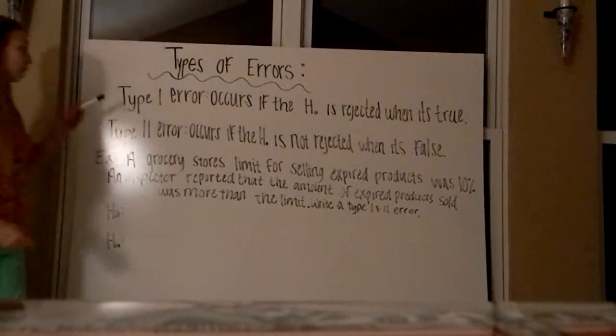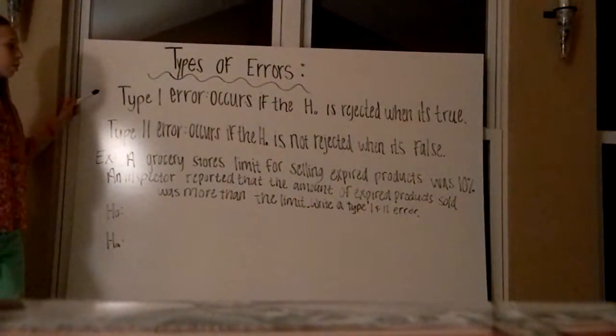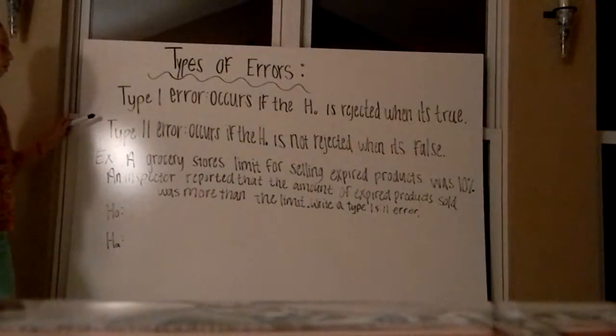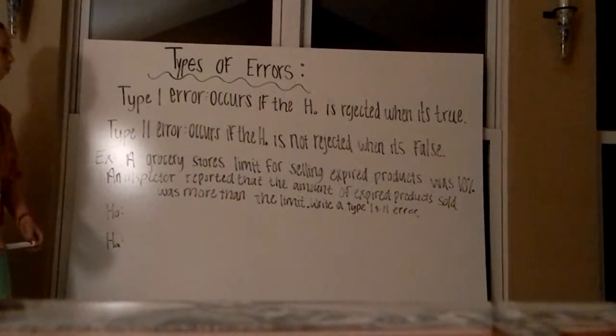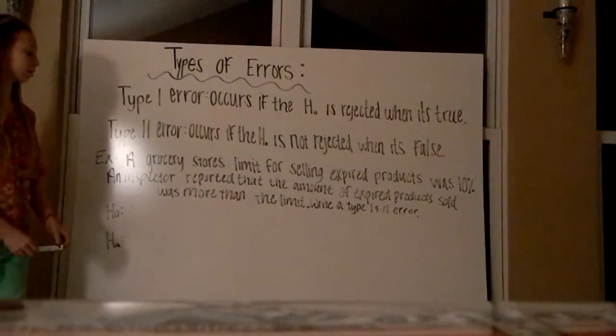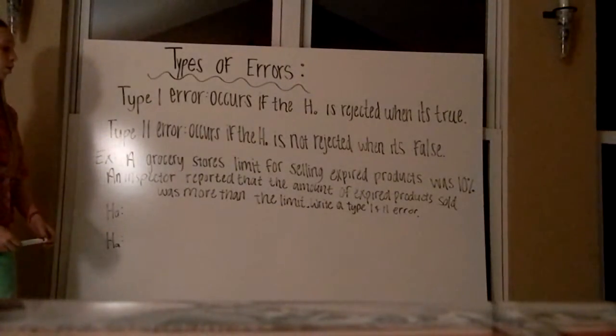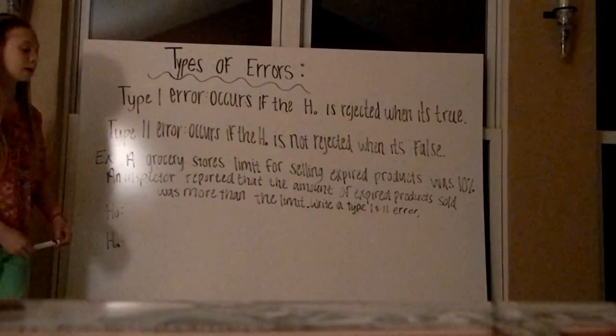We have a type 1 error, which occurs if the null is rejected when it's true, and a type 2 error, which occurs if the null is not rejected when it's false. An example: a grocery store's limit for selling expired products was 10%. An inspector reported that the amount of expired products sold was more than the limit. Write a type 1 and type 2 error.